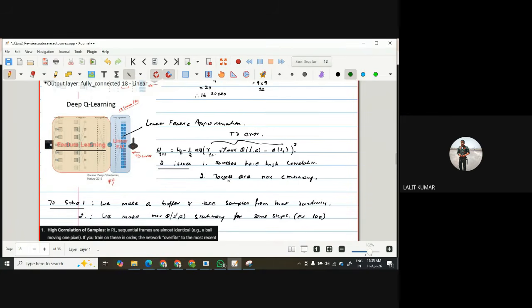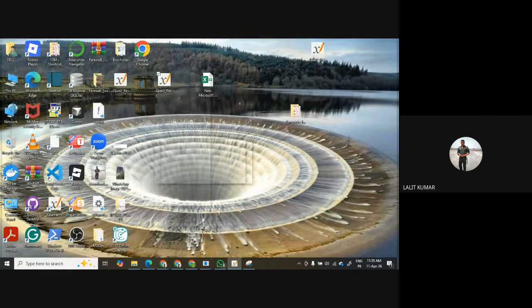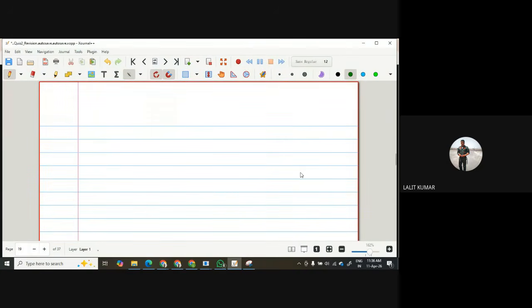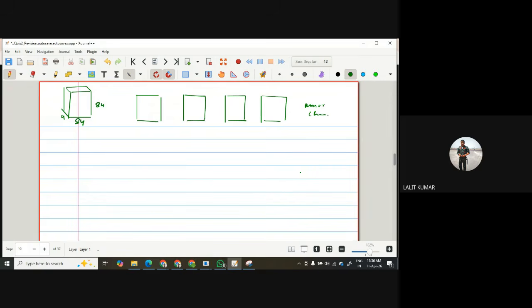Now in this DQN, we faced two problems. I will explain these two problems here so that the concepts are clear. When we are passing 84 into 84, 4 frames, what is happening is that if you take a screenshot and take 4 frames, these 4 frames will be nearly identical with very, very minor change. So their correlation is very high. This is one problem.